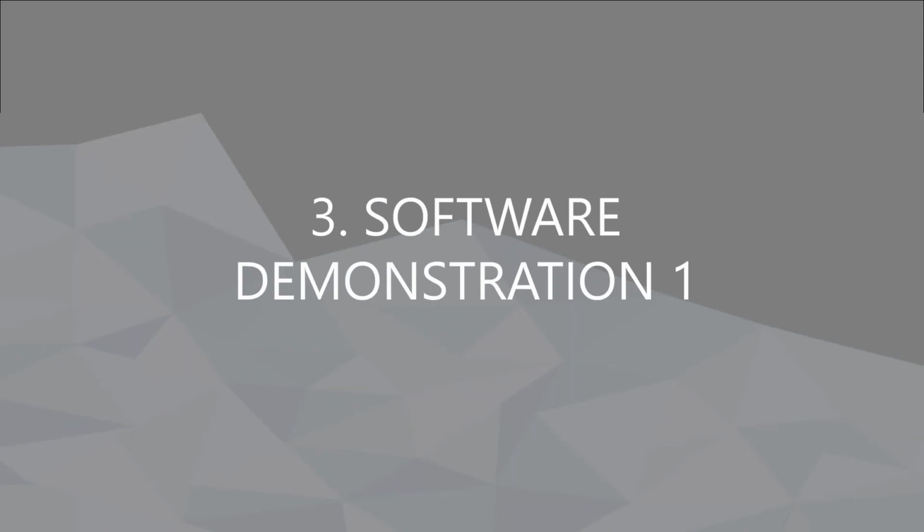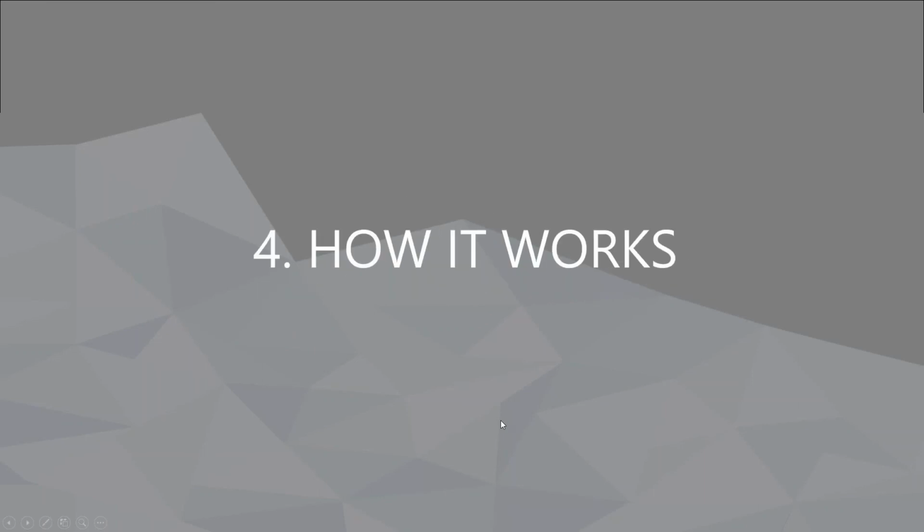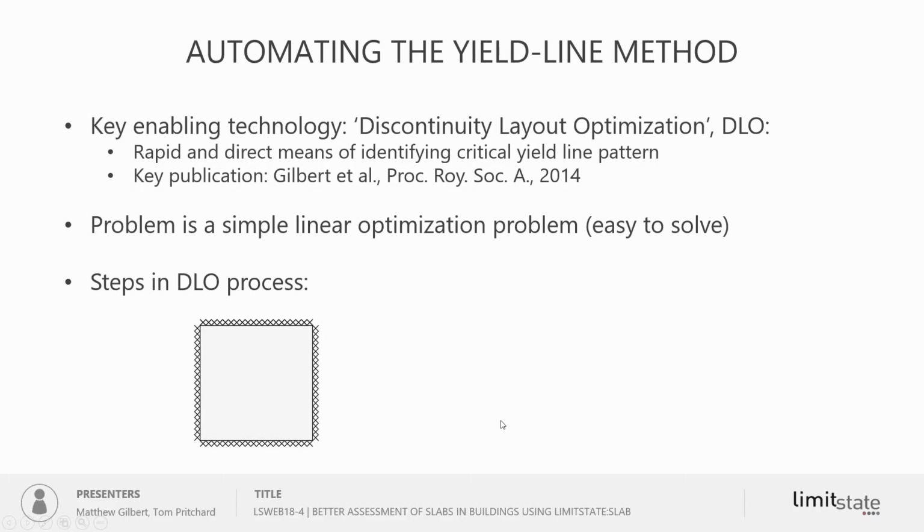Okay, so hopefully that gives you an indication of how quick and easy it is to use. The question is, how does it work? Where does the method come from? Well, the enabling technology is something called discontinuity layout optimization, or DLO for short. It's a bit of a mouthful. The method was published in 2014 for slabs, with some publications on application to other problems some years previous to that.